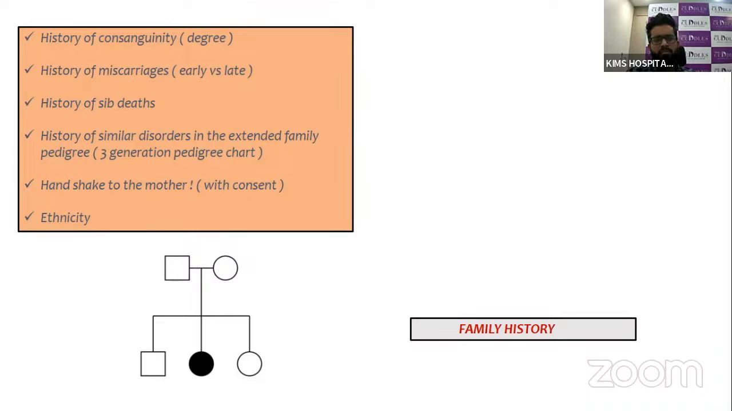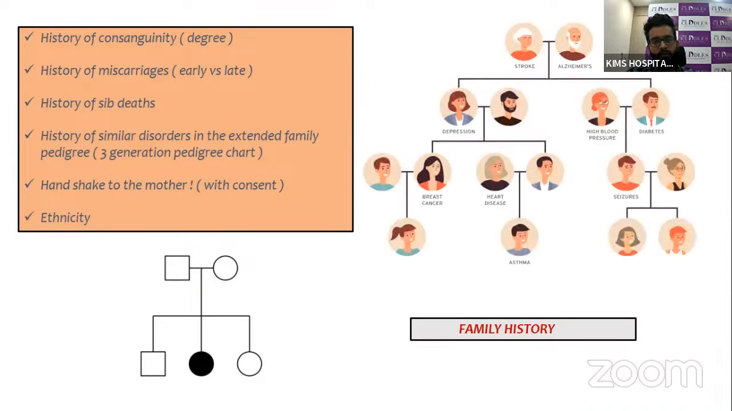So it's very important to have a 3-generation pedigree chart. This is where it's important. You have to especially ask for the disease in the siblings' children or the cousins' children. That is extremely important in an autosomal recessive disorder.